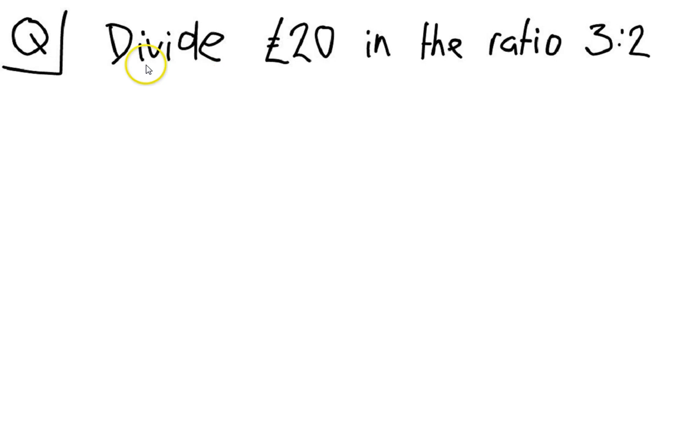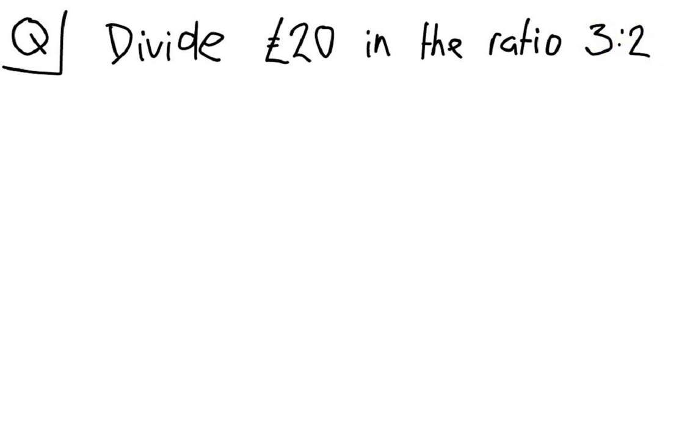Okay, so you will get a question along the lines of this, and this is grade D. We are going to divide £20 in the ratio 3 to 2. That means we want to divide it into a total of 5 equal parts. 3 parts on this side and 2 parts on this side.